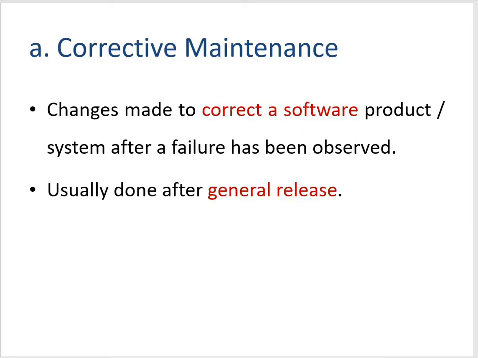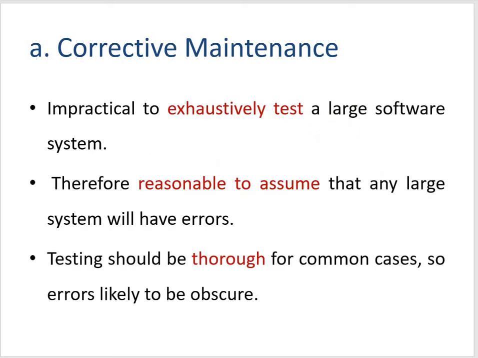So what we have is corrective maintenance, that means changes made to correct a software product or system after the failure has been observed. Right, we have observed the failure and we are going to bring some changes in order to correct the software product. And this is usually done after a general release. Next one is your corrective maintenance.